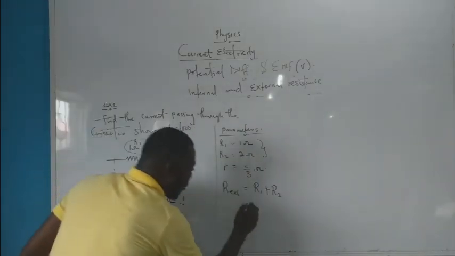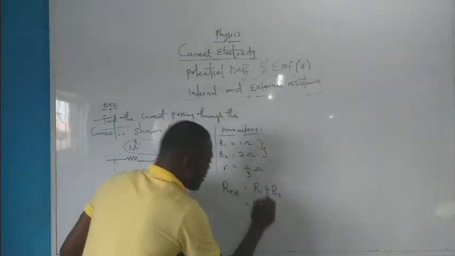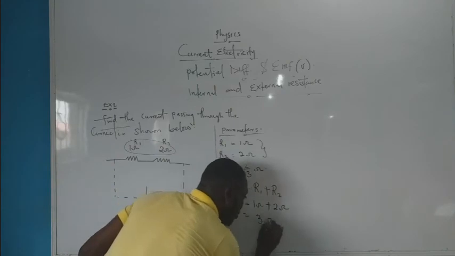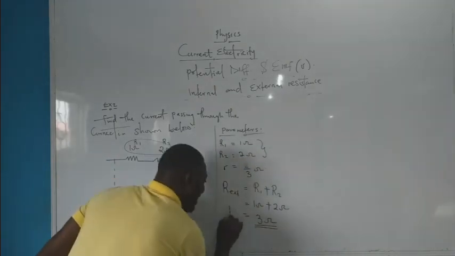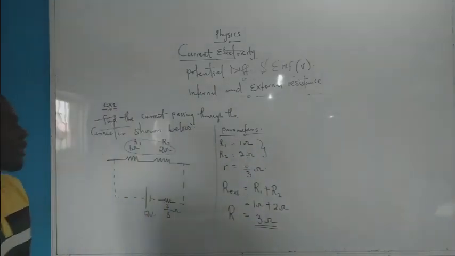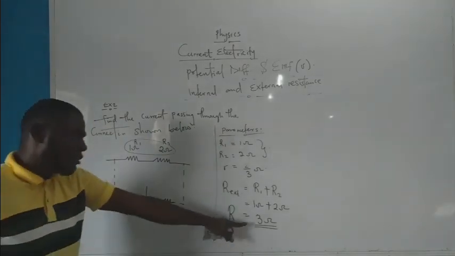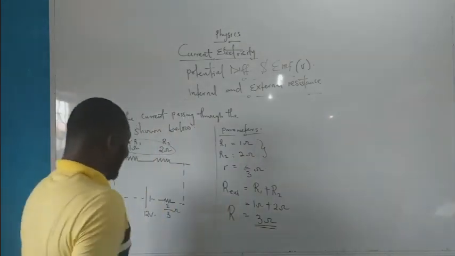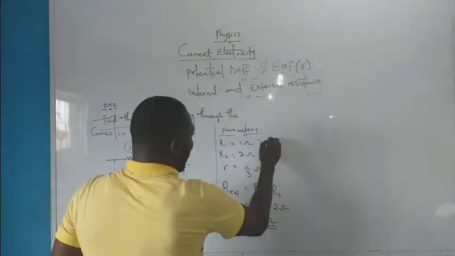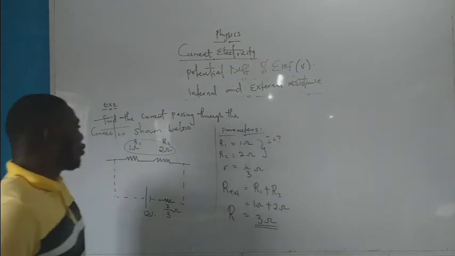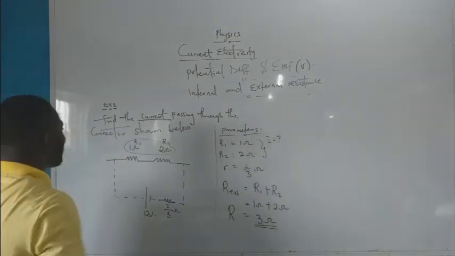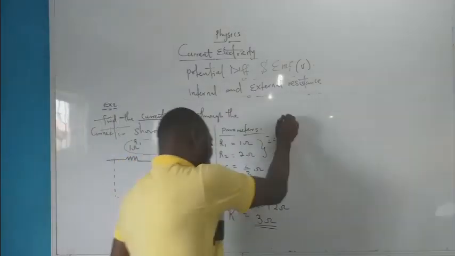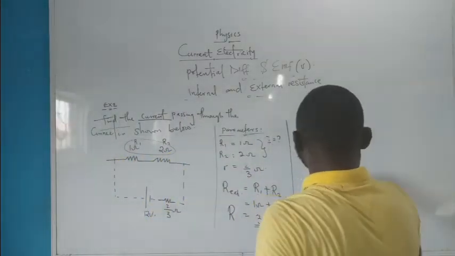R1 is 1 ohm plus 2 ohms, and that gives 3 ohms. This is R external, the external resistor. We have the internal resistance to be this. We have to find the current passing through the circuit or the connection. The current is unknown.